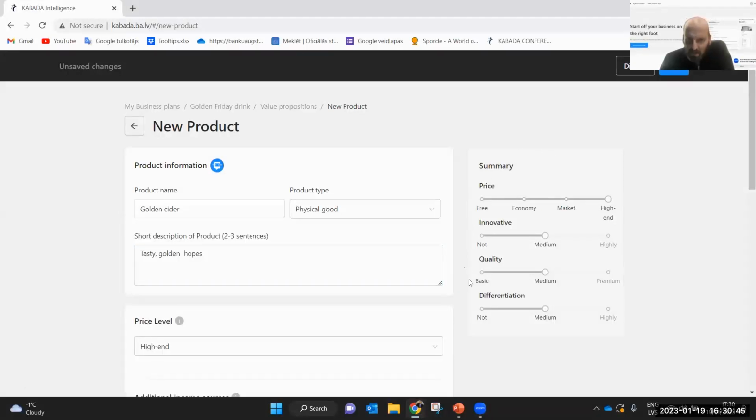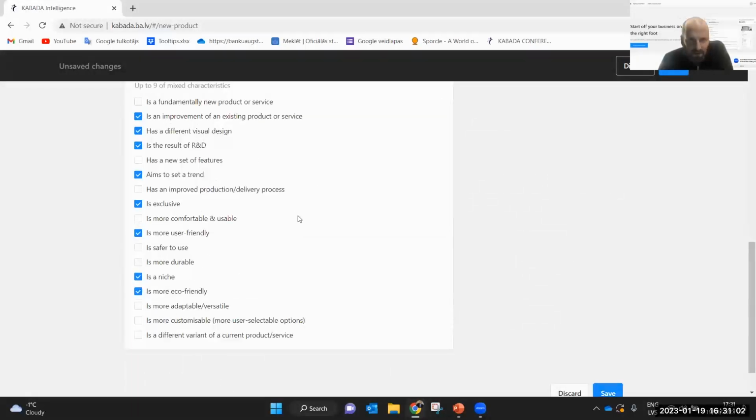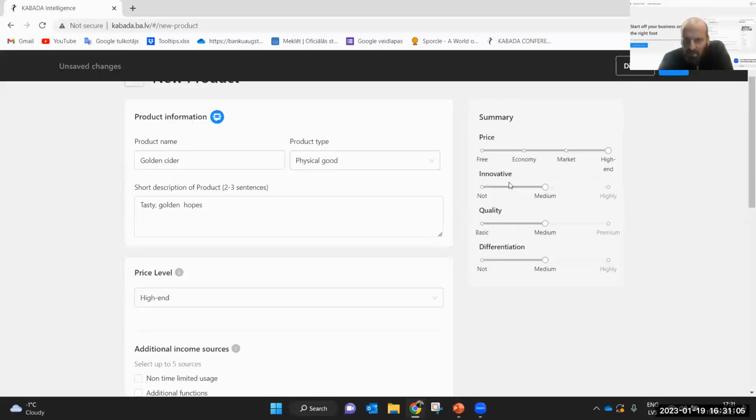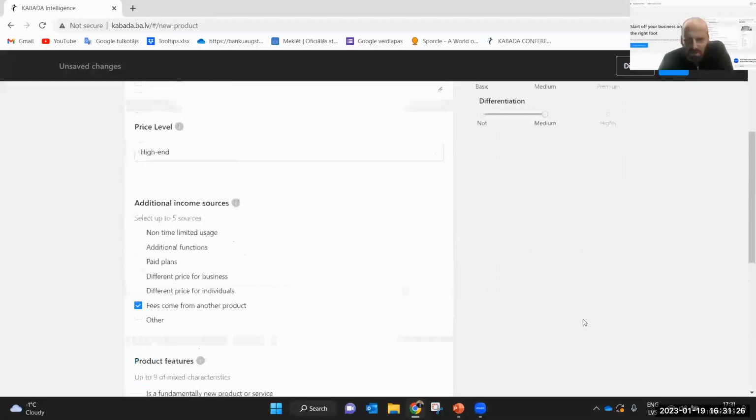What is interesting is that the system, based on some algorithms, already provides you information about the status or summary for this product, saying that the price is high end. This is what we specified. But the system also calculated that, based on what we entered for the features, this is a medium innovative, medium quality, and medium differentiation level product. Not often does it happen that everything is medium; sometimes it's highly innovative or highly differentiated, or with even higher quality. In this case, based on this, it says so.